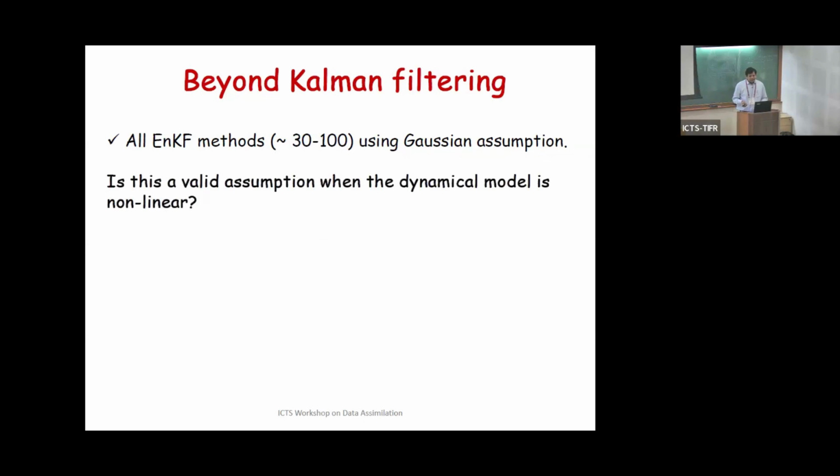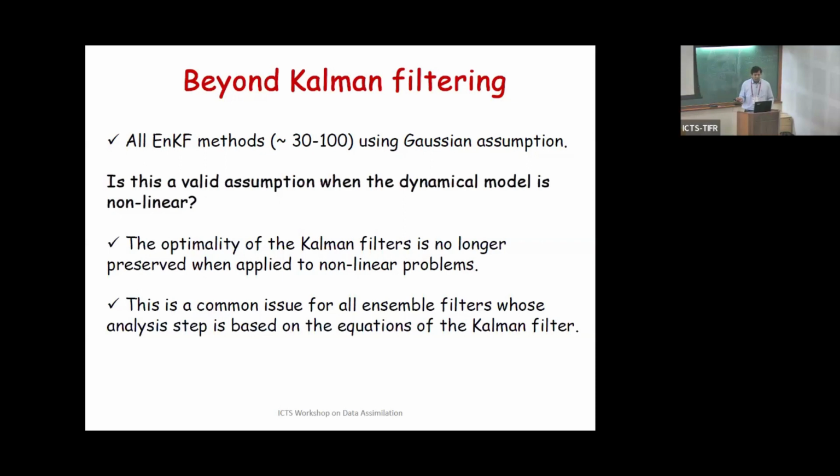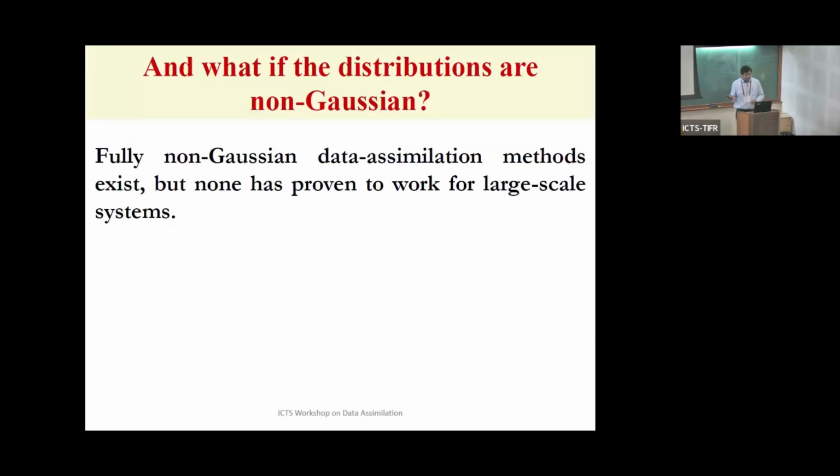So in EnKF we assume that all things are Gaussian. Okay, so the point is, is this assumption valid for a dynamical model? Because the optimality of the Kalman filter is no longer preserved. Now I have one example for this. And then another point is, what if my distribution is not Gaussian?